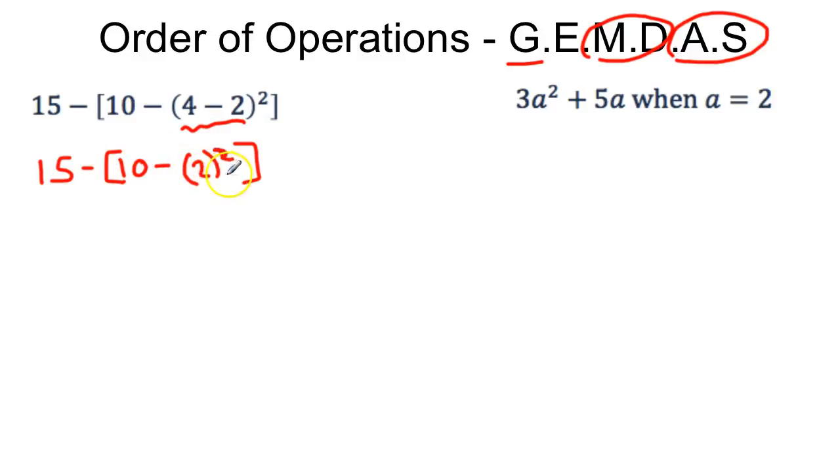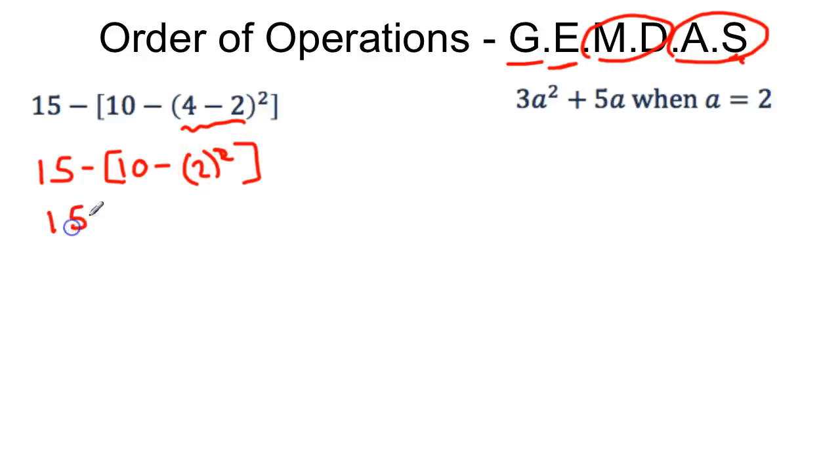So do I have more grouping symbols? Yes. I have these parentheses right here and the brackets. All right. So I look inside the bracket. I have 10 minus 2 squared. I can either subtract 2 from 10 first or do 2 squared. When I look over exponent, that comes before subtraction. So I'm going to do 2 squared first. That becomes 4. So I copy everything down again and I change 2 squared to 4.